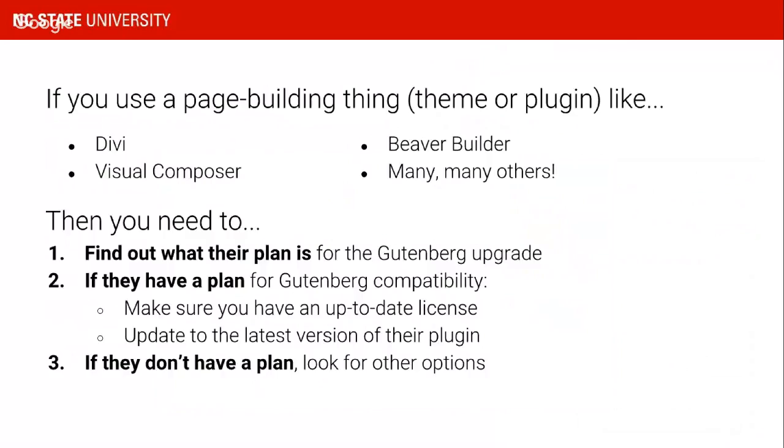So the best thing you can do is, number one, find people who built your page building plugin or theme, and find out what their plan is. Hopefully they've got that published on their website already. If they haven't, find that contact link and send them an email. If they have a plan, you want to make sure that you have an up-to-date license with them. If you bought your license 5 years ago and it expired 4 years ago, now's probably a good time to re-up with them and make sure you update to the latest version of their plugin when Gutenberg comes.